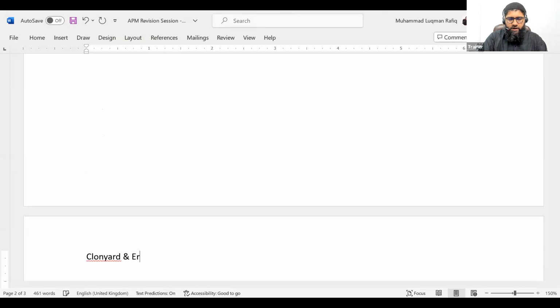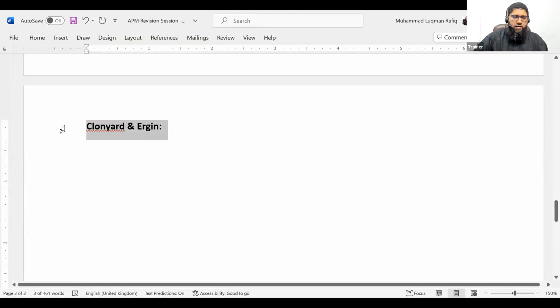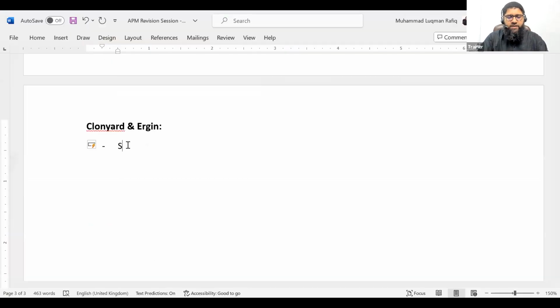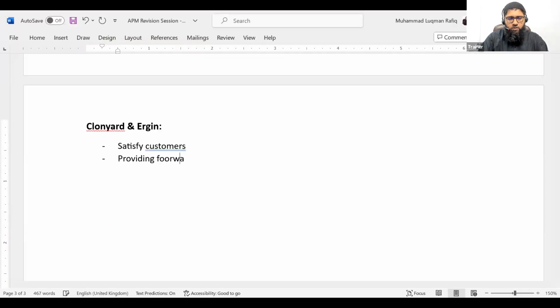So when you talk about Clonyard and Elric, with respect to Clonyard, it says the mission of Clonyard is to satisfy customers. I'm just taking down my notes because I'm going to be using them. Satisfy customers, how? By providing footwear of excellent quality, and for the modern world. The modern world is what the target is.